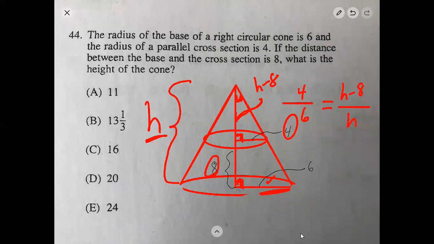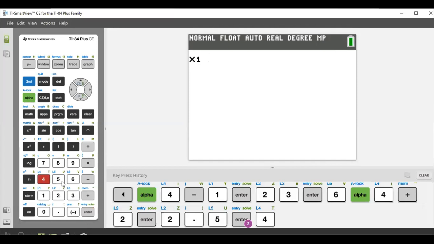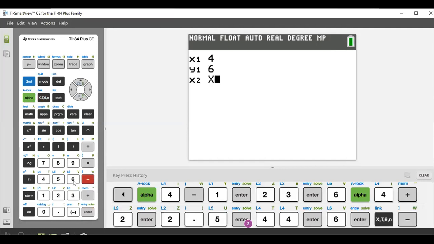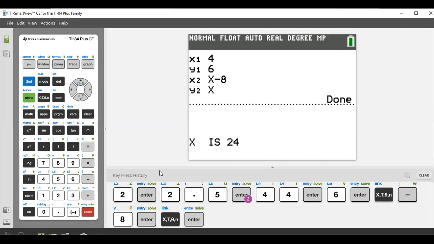And then once I've got that, let's go to my calculator. I'm going to press enter. In this case, I'm going to use option 4 for proportion. And then I'm just going to say the small radius to the big radius, and then the small height, I'm going to make this x minus 8. I could put an h in there, but it's more keystrokes. The height of the big one, and then it tells us that x is 24. So the height is going to be 24.